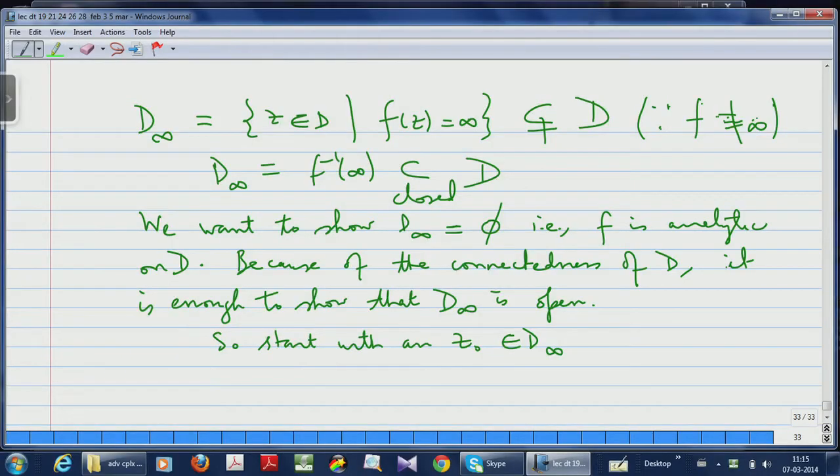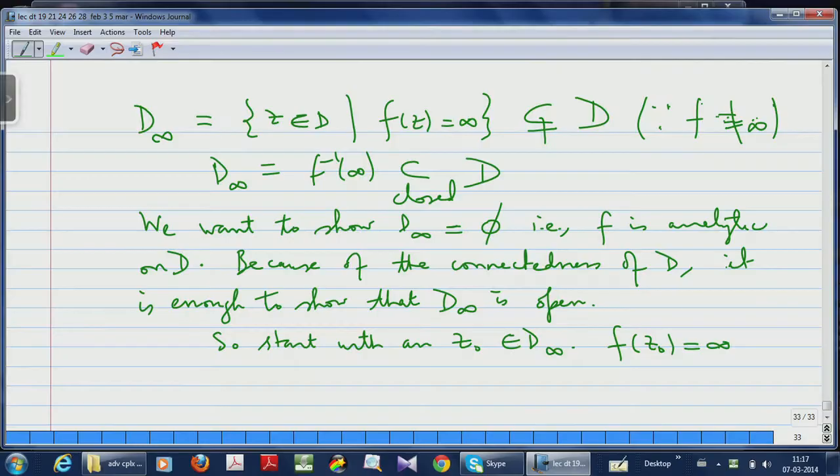So you start with a point z0 in D infinity. So f of z0 is infinity. But mind you, f is a continuous map into C union infinity, and it is continuous at z0 also. Since it is continuous at z0, you can find a sufficiently small neighborhood of z0 such that all the function values on that neighborhood are close to infinity, to within whatever epsilon distance you want. And mind you, you have to now use the spherical metric. So I am using the continuity of f at z0.